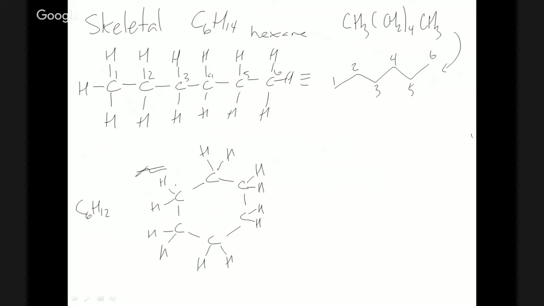You could put wedges and dashes in there if you wanted to show that three-dimensionality. Okay, it's always there. But skeletal is simply a hexagon. Cyclohexane is a hexagon. You'll get very good at drawing these. Cyclohexane. Okay.